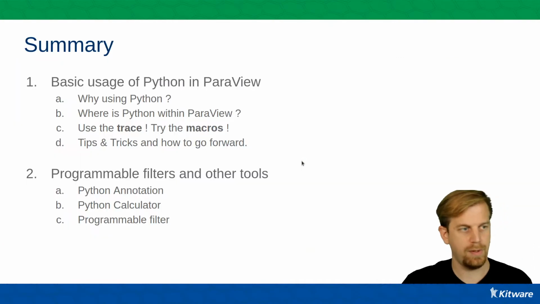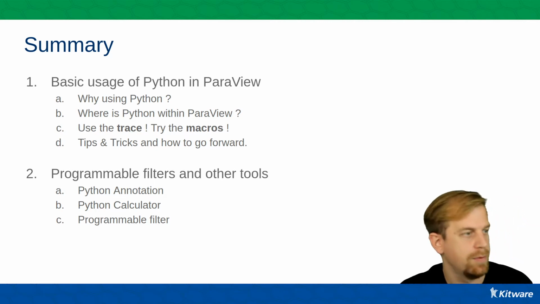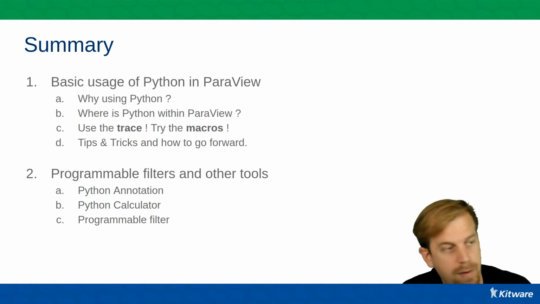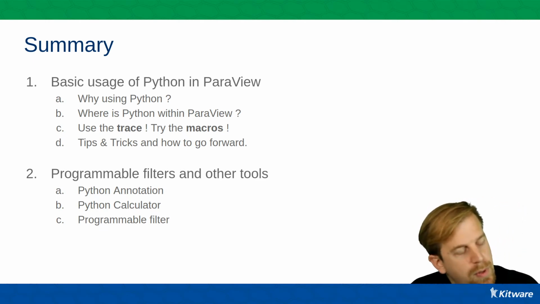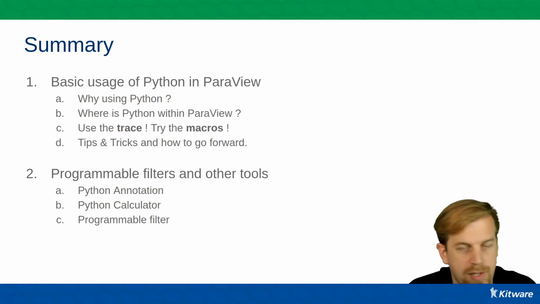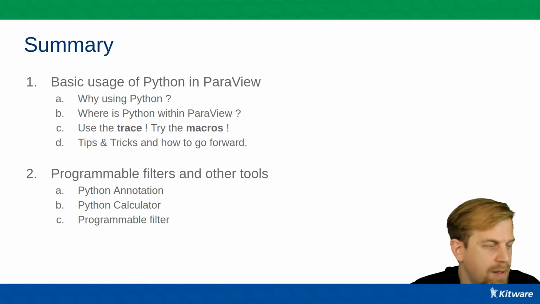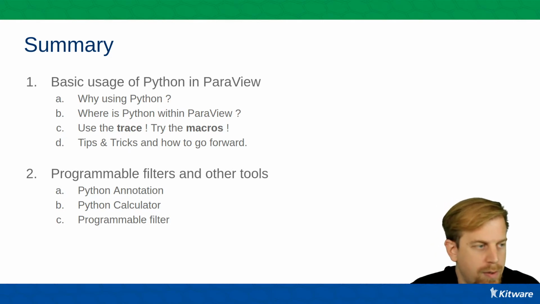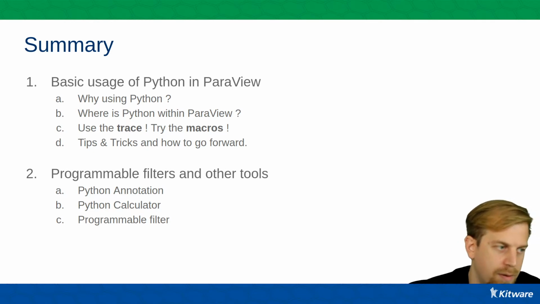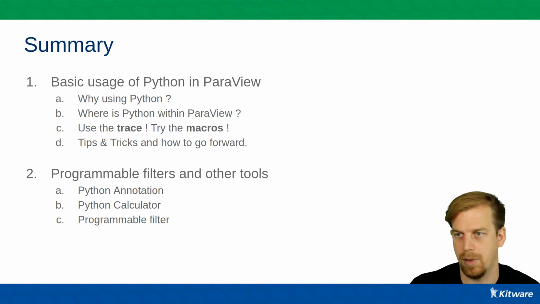So let's start with the planning of today. We start to cover the basic usage of Python in ParaView. Why should we use Python? Where is Python available in ParaView? We will then go to how to use the trace and use the macros. And then I will talk a little bit about tips and tricks and how to go forward. And then I will talk about programmable filters, which is a bit more advanced way to use Python in ParaView, and introduce the Python annotations, the Python calculator, and then talk a little bit about programmable filters.